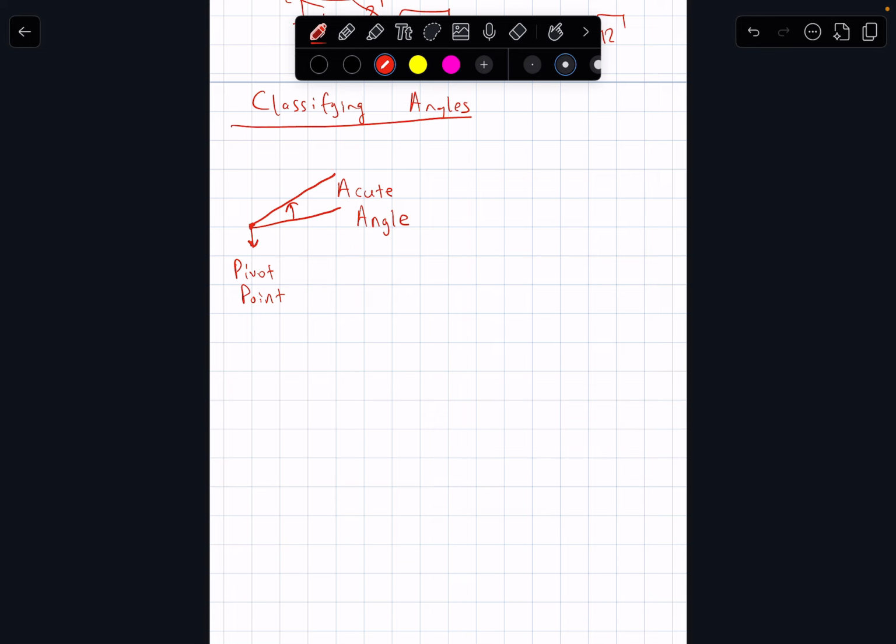Pivot point, or you can say vertex. So if it's in between, let's call this A degrees, if it's like this, less than, not less or equal, less than 90.